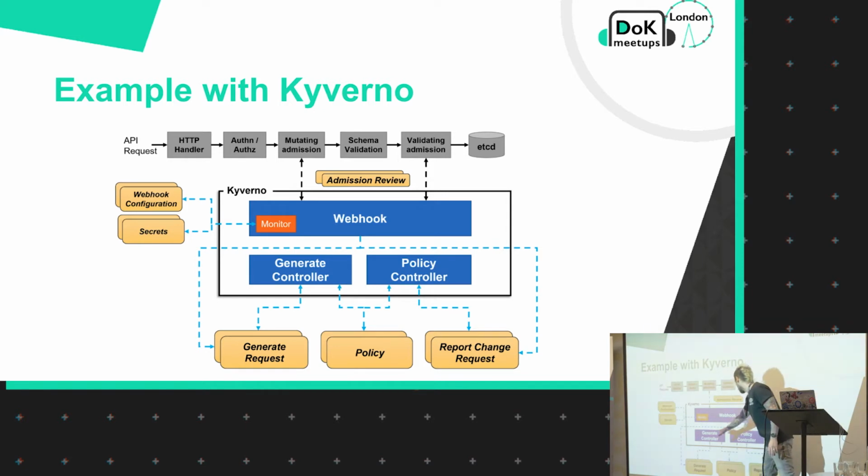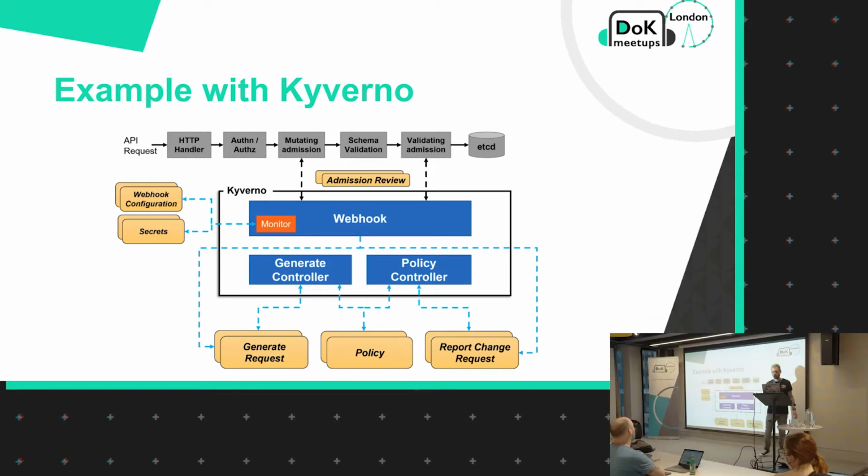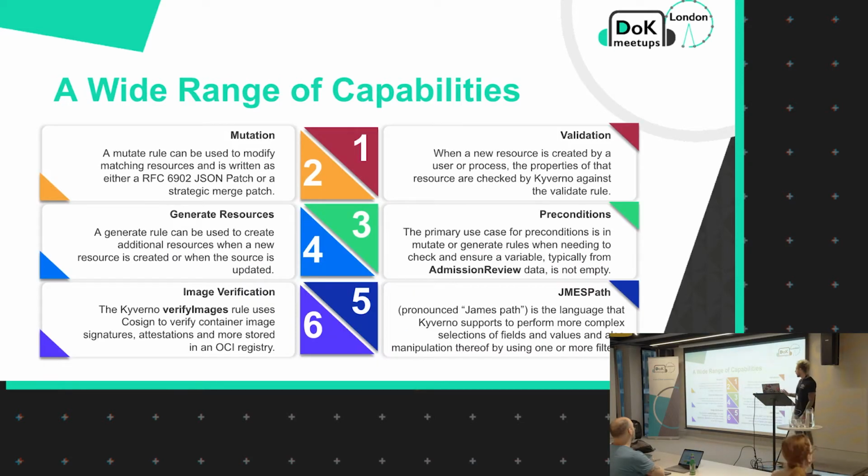You have two controllers there, the generate controller and the policy controller, that are in the cluster. So this solution is only valid if you want to check manifests once you deploy them into the cluster, not as part of the CLI. So a couple of interesting features.